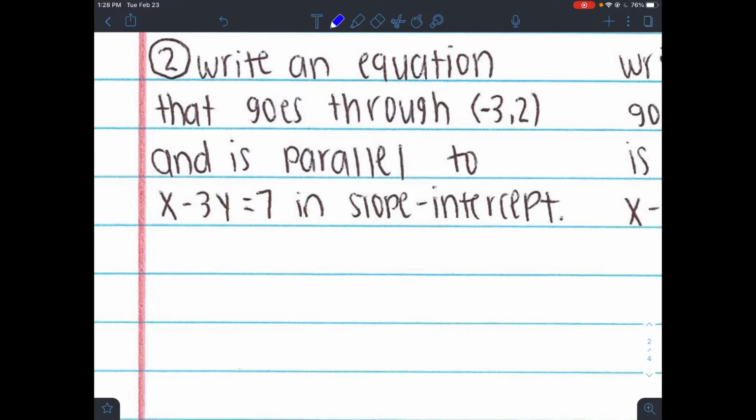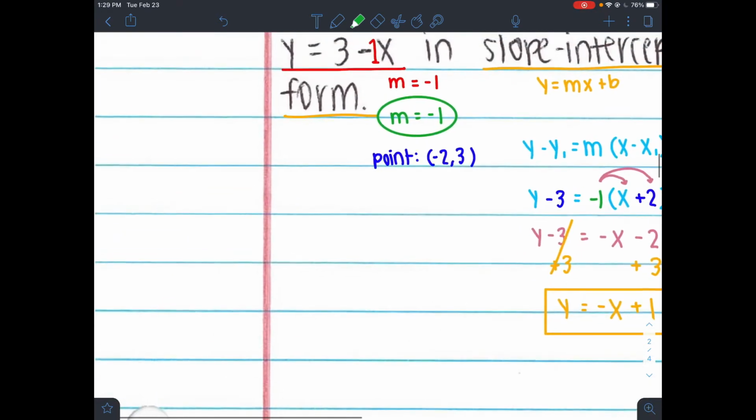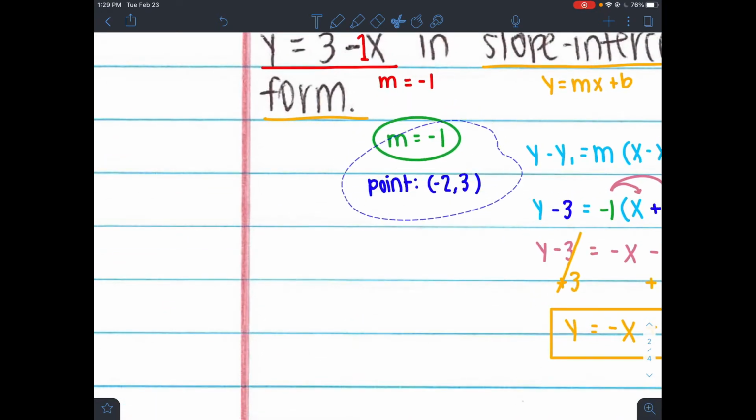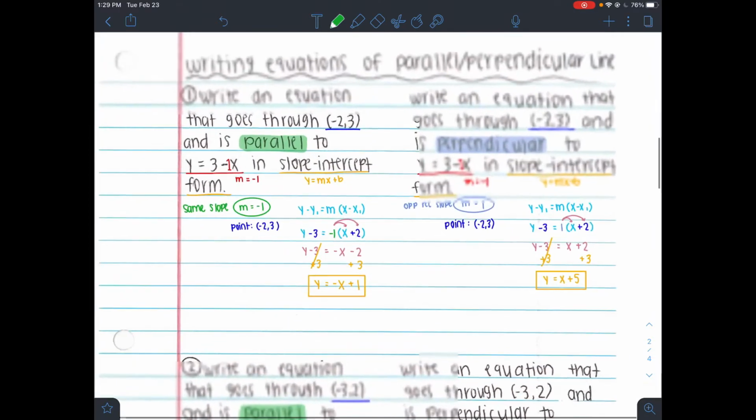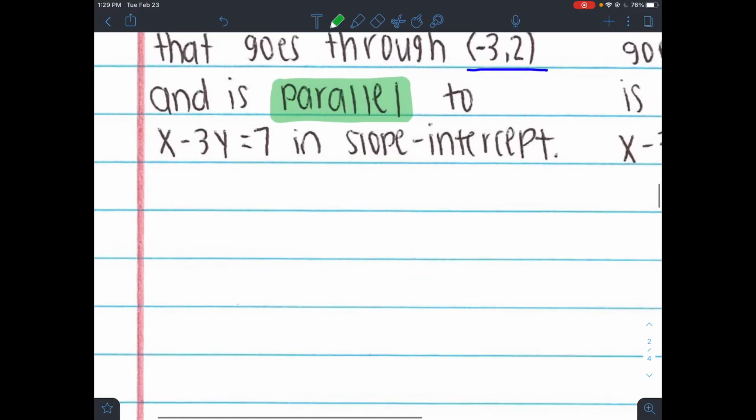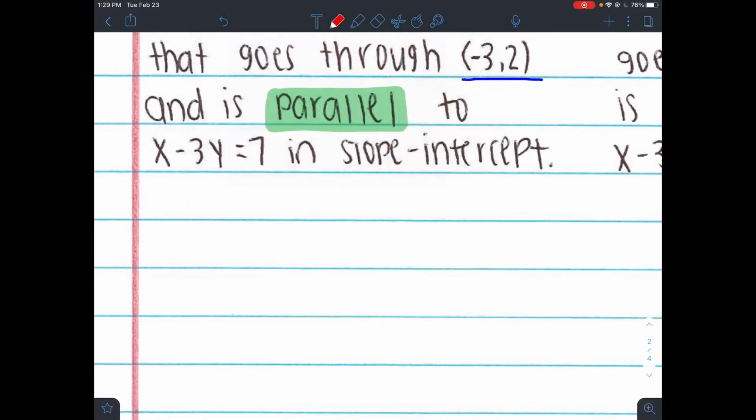So here they want an equation that goes through the point -3, 2, and we want parallel this time. So parallel means I want to use the same slope. And I should probably write that up here. Okay, we want to use the same slope. And then we want it to be parallel to this equation, and then we want our new equation that we write in to be in slope-intercept form, so y equals mx plus b.